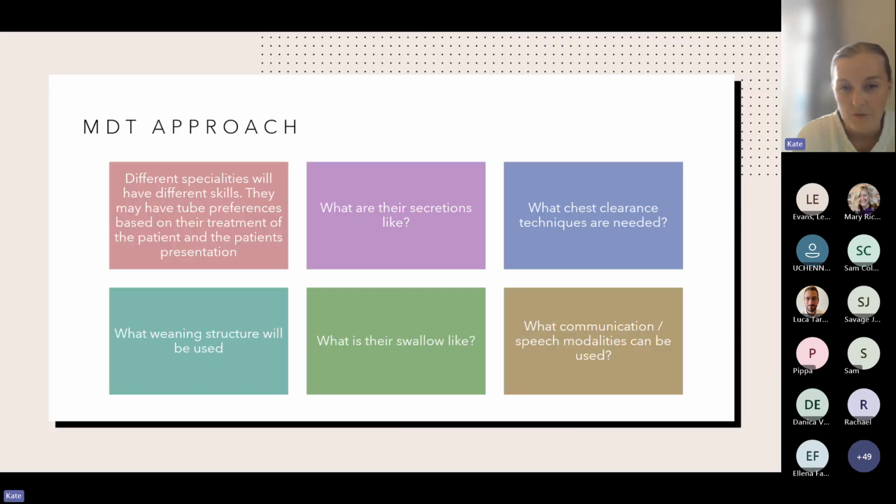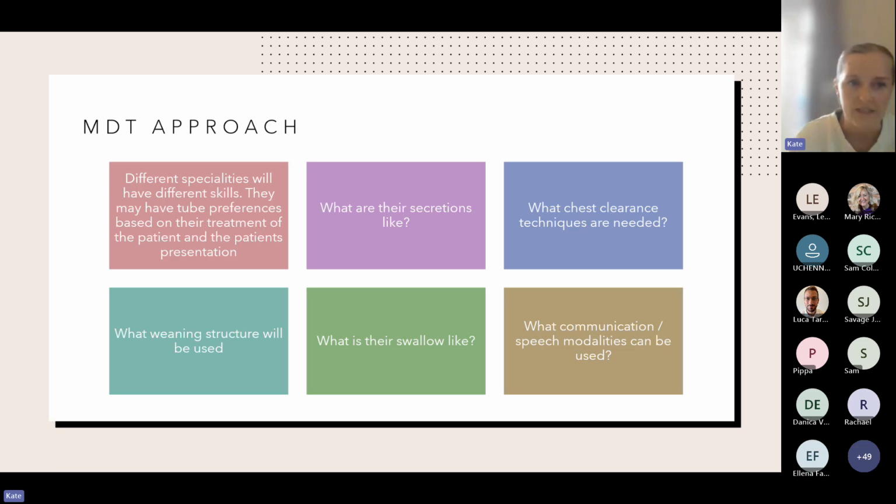So I've gone into this a bit already, but just make sure it's an MDT approach. Everybody has specific skills for specific reasons. So you just need to take those things into consideration. For me, the questions you need to be asking is, what are their secretions like? Are they easy to clear, or are they thick and difficult to clear? What level of chest physiotherapy are they having, if they are having any? And what chest clearance techniques are we using to try and clear those secretions?